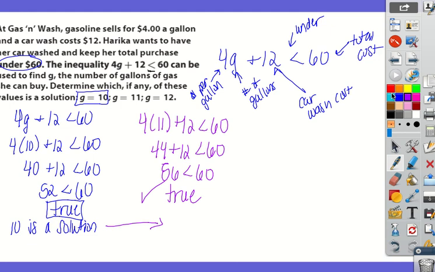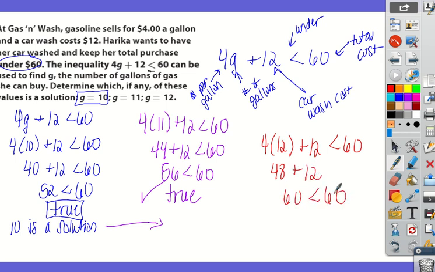And then the last one, I already know what some of you guys are thinking too, especially my kids. 4 times 12 plus 12 is less than 60. 48 plus 12 is actually 60. And because this does not have the equal sign, this is a false statement, right? So no, 12 is not. Okay, now I know some of you are thinking, why didn't she just solve this? which you can. I just wanted to throw out the guess and check method.